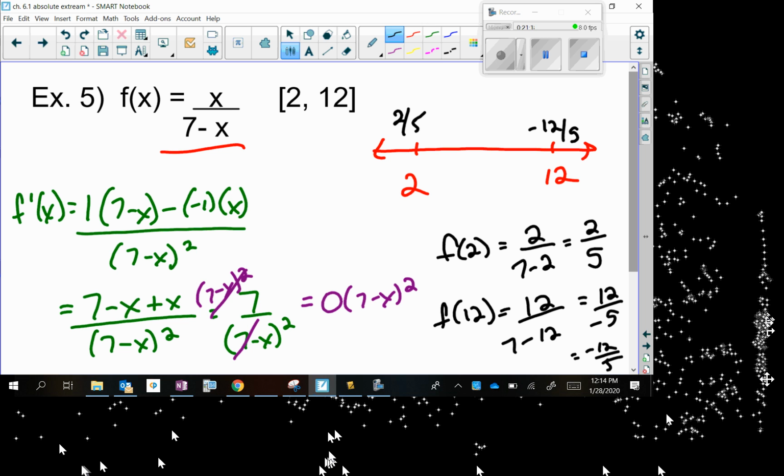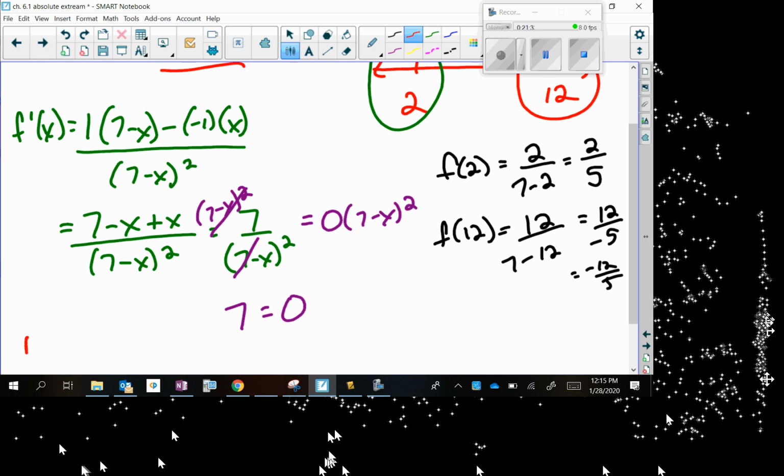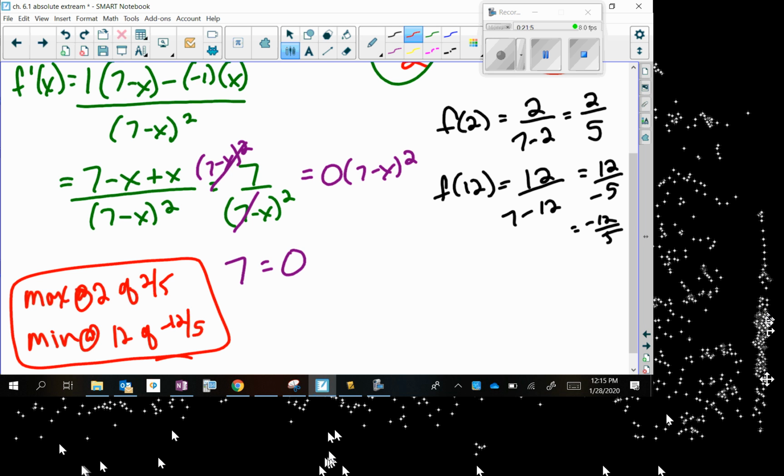So my max is at 2. My min is at 12. We've got a max at 2 of 2 over 5 and a min at 12 of negative 12 over 5. Okay, questions about that?